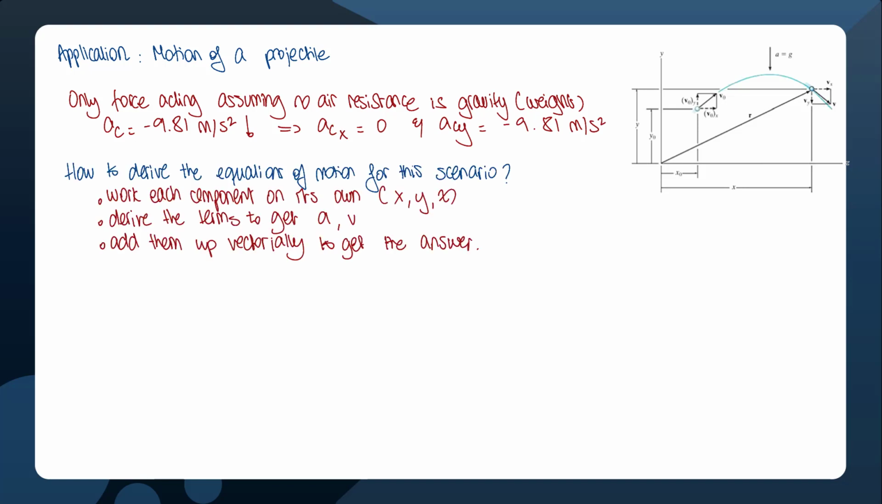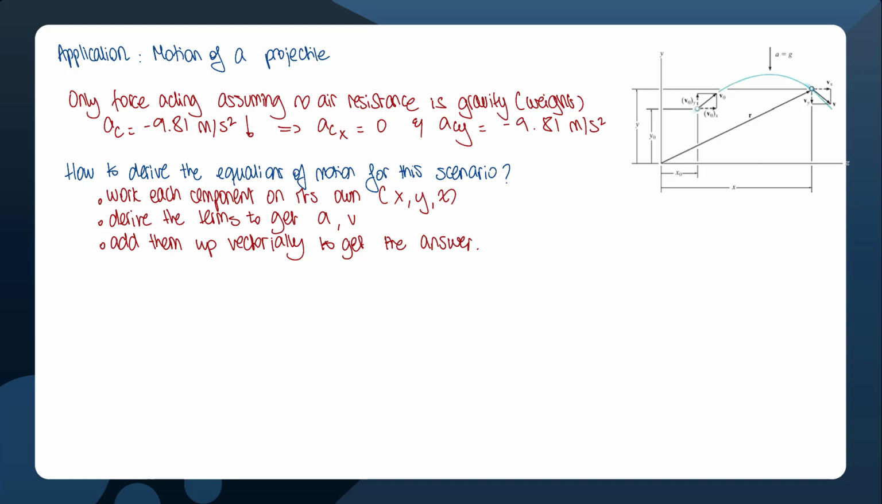And so how can we derive the equations of motion for this scenario? The steps are relatively easy. We need to work each component on its own, the x, y, and z component. Now if we're dealing with a two-dimensional problem, we can simply make use of the x and y components and discard the z component. Then we need to derive the terms to get a and v by simply making use of the fundamental equations of motion. Then finally we can add up the different components vectorially to get the final answer. So let us look at the solution.